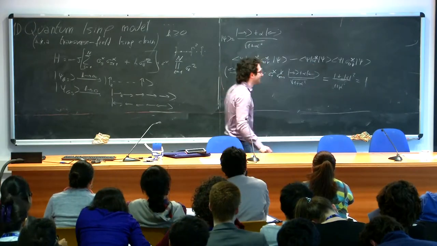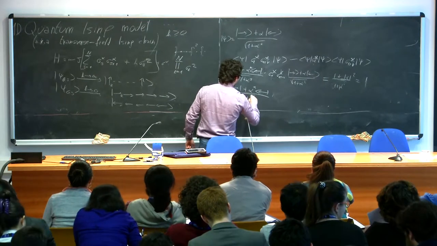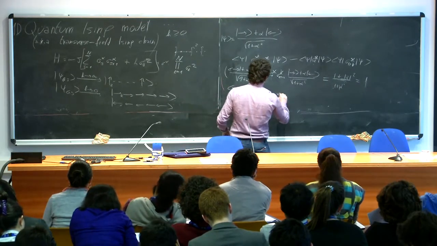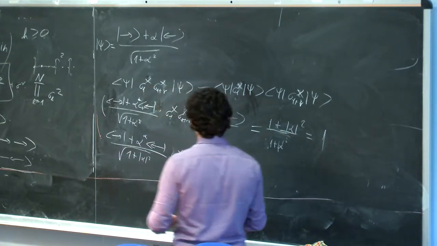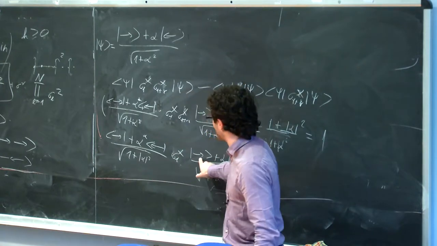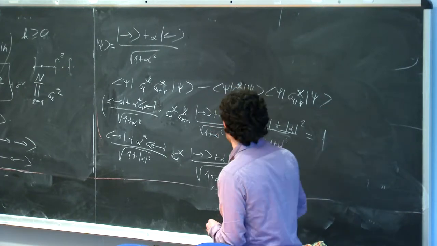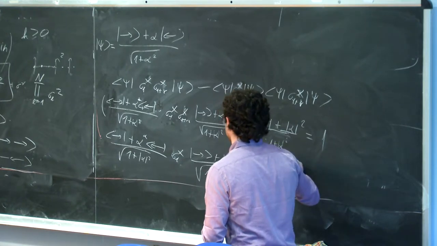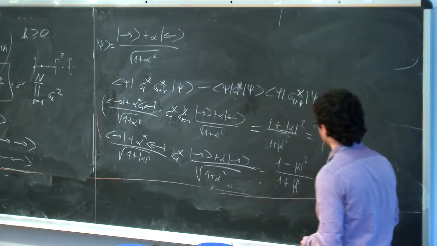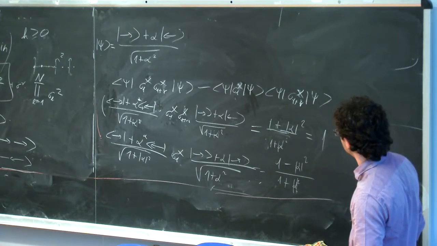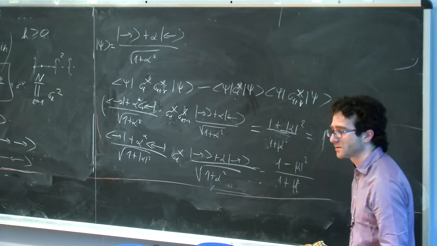Okay. No, let's compute this. What is this? Now we have the same as before. Square root of 1 plus alpha squared, sigma 1x times the same. Again, the same. This gives a contribution 1. Now this gives you a contribution minus 1. Okay? So you have here 1 minus alpha squared divided by 1 plus alpha squared. Is it right or am I wrong? I guess it can be correct. I think it's correct, no?